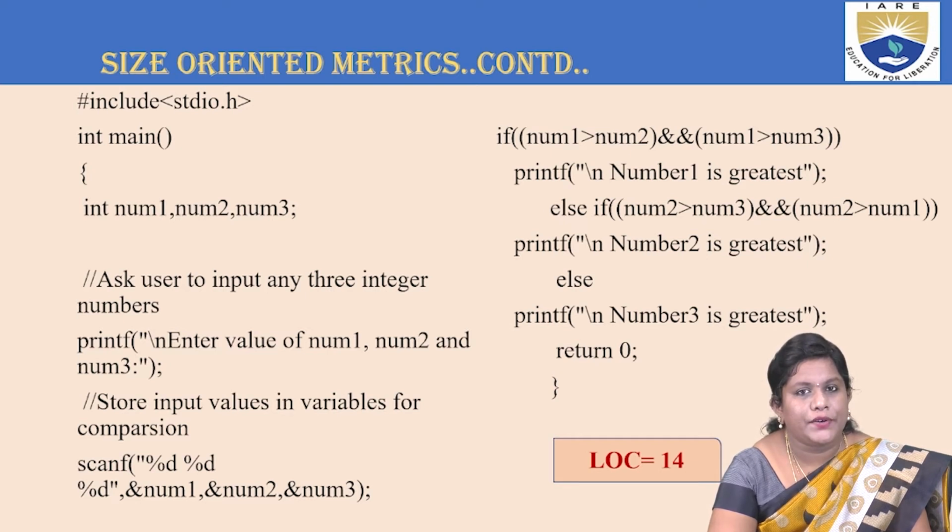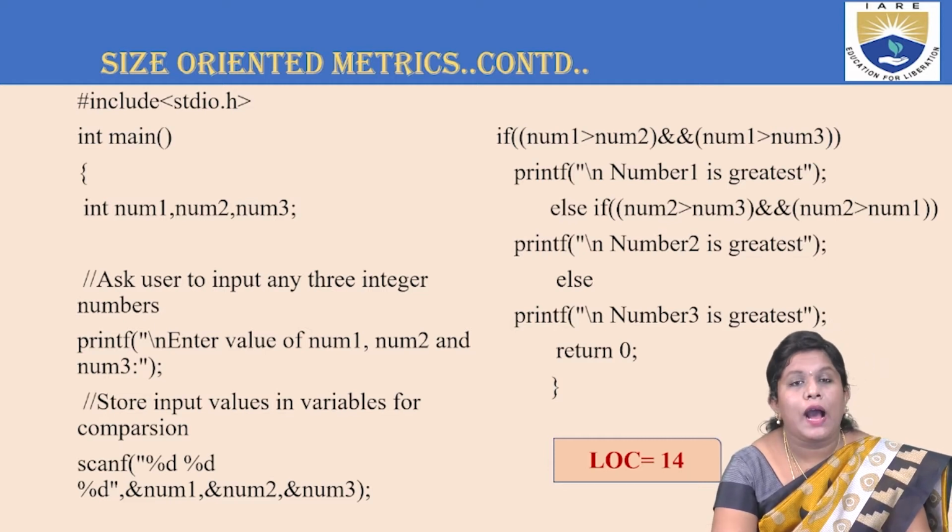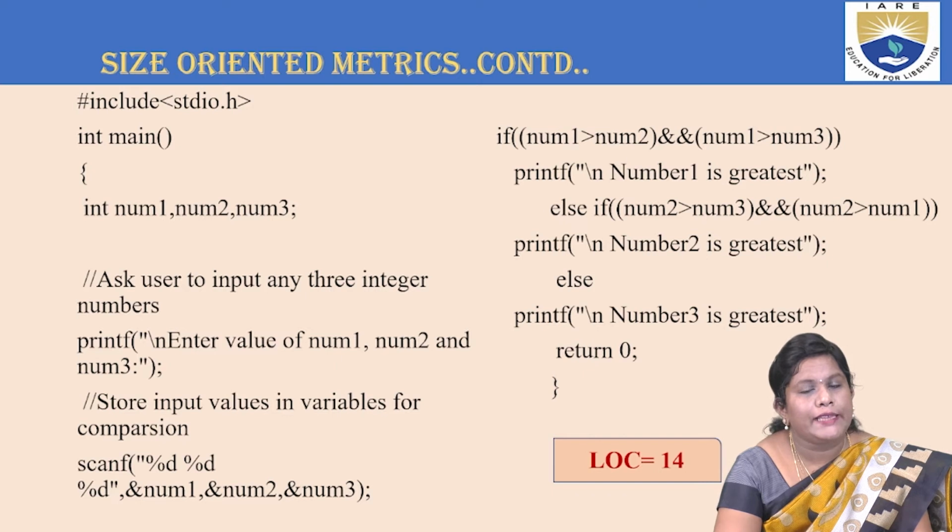So what is happening here is, according to the definition, you are supposed to include all the lines of code, just removing the white spaces and the comment lines. So what are the comment lines here? If you can look, the first comment line is saying, ask the user to input any three integers, right? This comment line is there to make the program more effective or more readable.